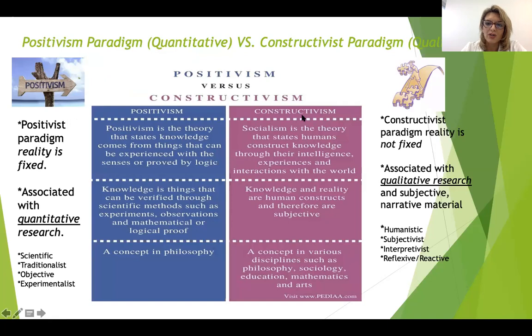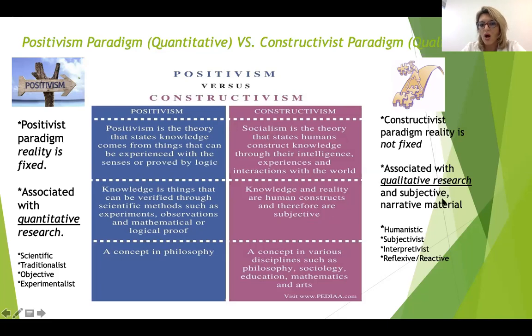So when you're looking at a constructivism paradigm, you want to think qualitative, because constructive paradigm reality is not fixed. So they're more of subjective, sensorial type studies, okay? So things can change a lot in these types of studies. So knowledge and reality are human constructs and therefore are subjective. All right, so you're looking at people's experiences and how they react to them.